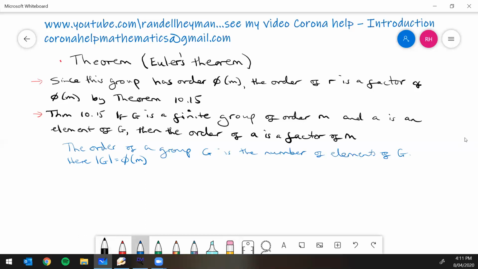So that's fine. Now, what's the order? Here's the catch. The order of R, which is an element of G, is the smallest value, call it T, such that R to the power T is equivalent to 1 modulo M.